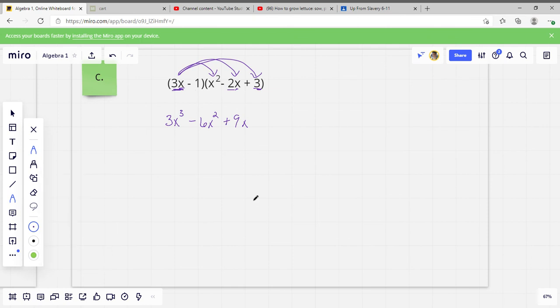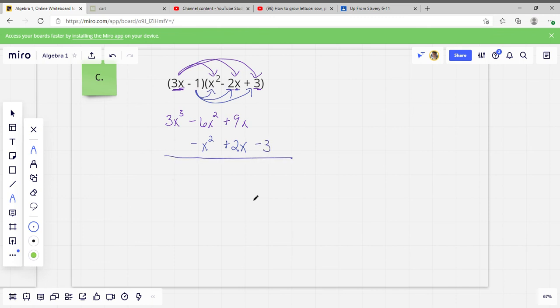Now we're going to do this term, the negative 1 times x squared would be negative x squared. So it's just negative 1x squared. And I'm writing it under my x squared term so I can put like terms together. Now I've got negative 1 times negative 2x. 1 times 2 is 2, but negative times a negative makes a positive. So positive 2x, because I've got my x right there. Now negative 1 times positive 3 would be negative 3. Don't have any x's with that one.